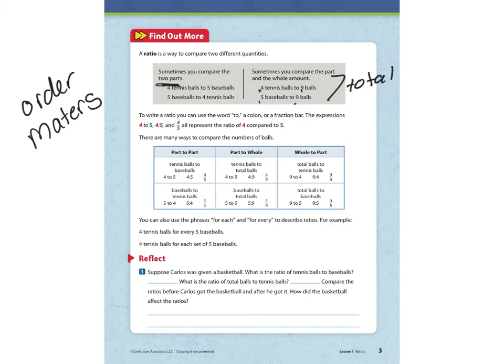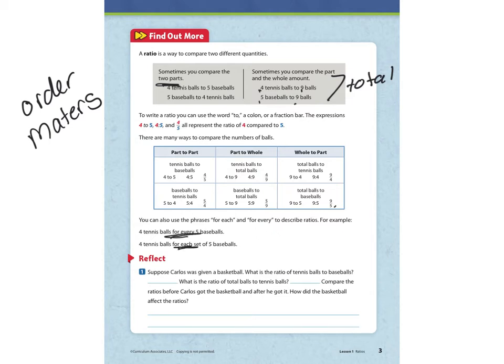There are many ways to compare the number of balls. So we've talked about part to part, part to whole, and whole to part. Three separate ways. You can look through there and read it on your own. If you want to pause and read, that might be best for you, so I don't overwhelm you. In class, we've used the next two phrases a lot. You can also use the phrases for each and for every to describe ratios. For example, 4 tennis balls for every 5 baseballs. 4 tennis balls for each set of 5 baseballs. So the words for every and each.